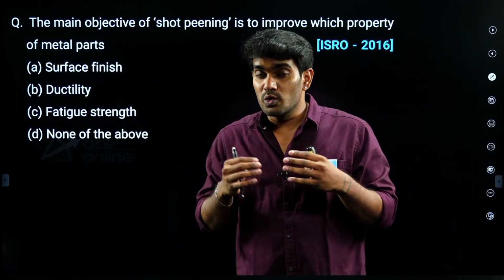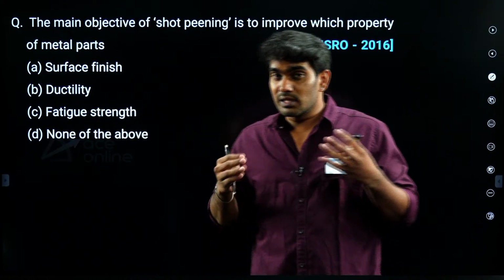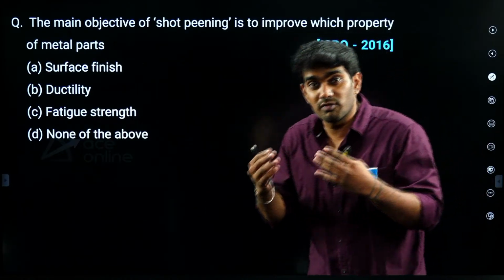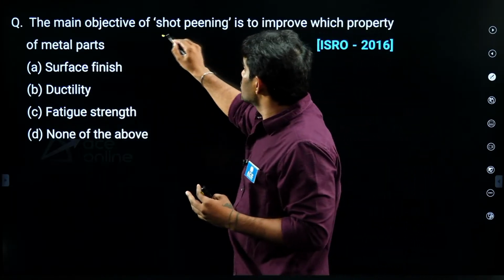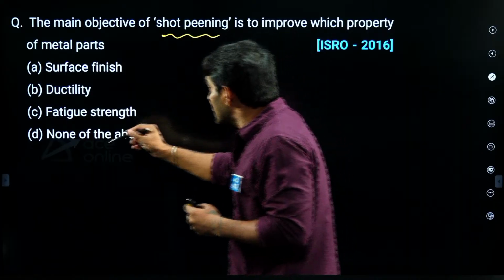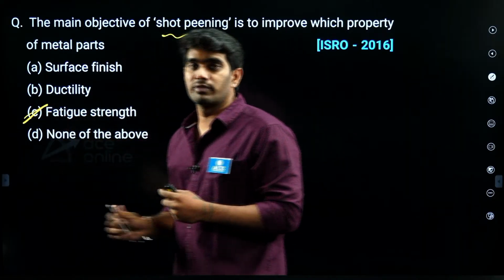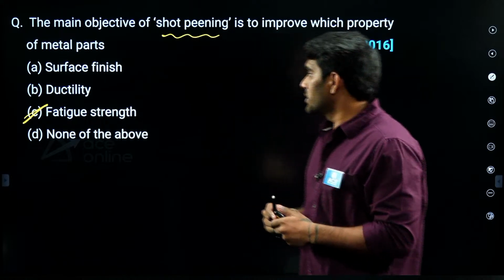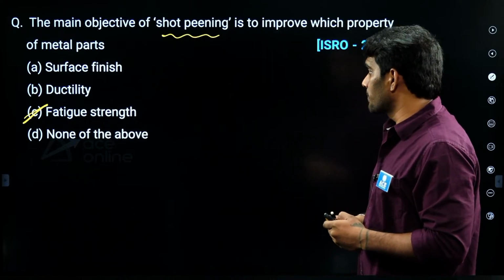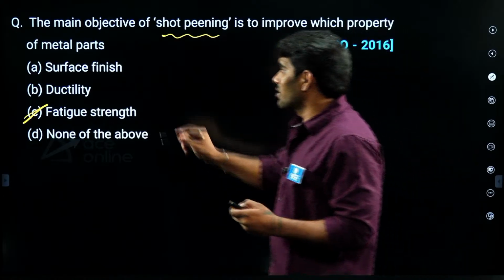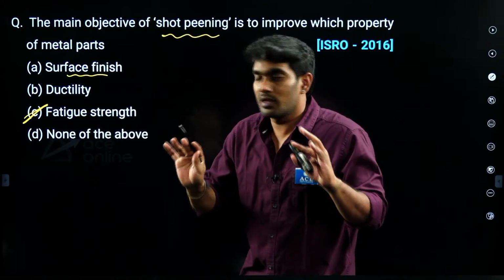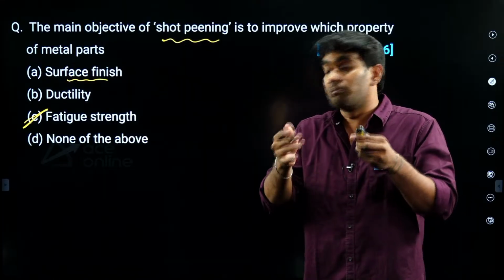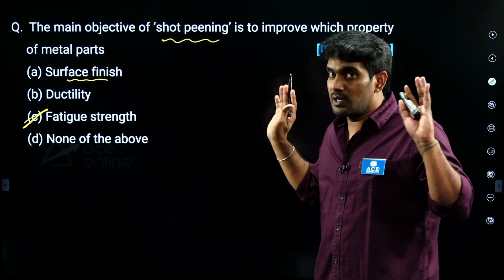If the cracks are closed, which strength is increased? Will the life of the member increase? Yes. Will the strength of the material increase? Yes. Which means by shot peening, we are trying to increase the fatigue strength of the material. Good. We are not worrying about surface finish here. So the key objective here is to induce residual compression, by which we are increasing fatigue strength. You need to understand this.